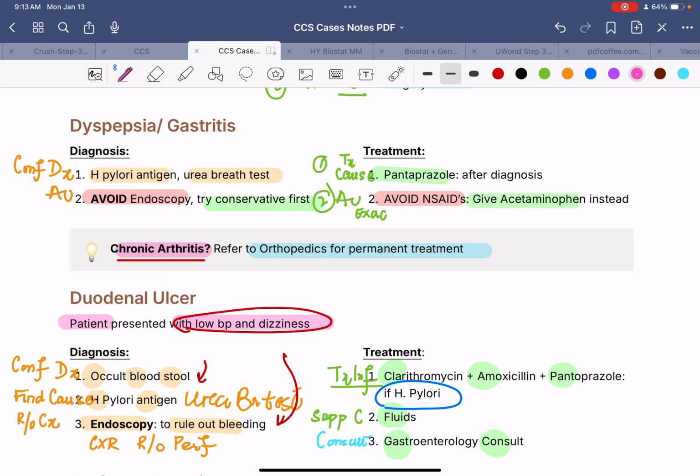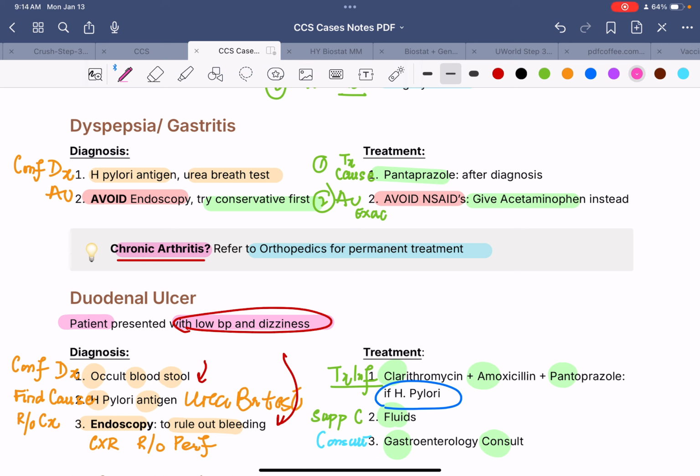And then the specific treatment for symptom control would be pantoprazole after we have the diagnosis of reflux, and we will avoid NSAIDs since they can aggravate the gastritis and dyspepsia, and give acetaminophen instead. And if the patient has chronic arthritis, it's very important to refer to orthopedics for the permanent treatment, because the patient cannot be taking chronic NSAIDs. If he continues to take chronic NSAIDs, his dyspepsia and gastritis would become even more aggravated.